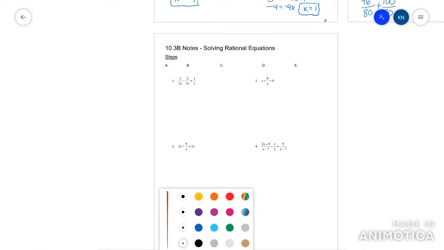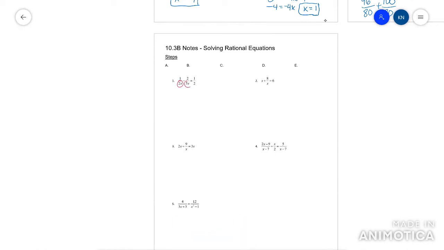So go get your restricted values. Set these equal to 0 and solve, so x cannot be 0. And now we got to get all of these fractions to say 10x on the bottom. So this first one needs a 5. The second one needs a 2. And the third one needs a 5x. So if you multiply all this out, you'll get 5 over 10x minus 4 over 10x equals 5x over 10x.